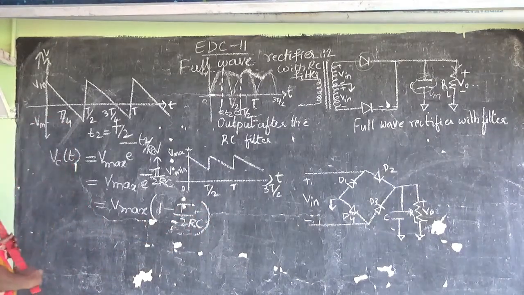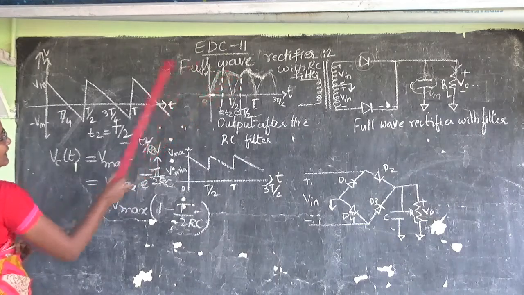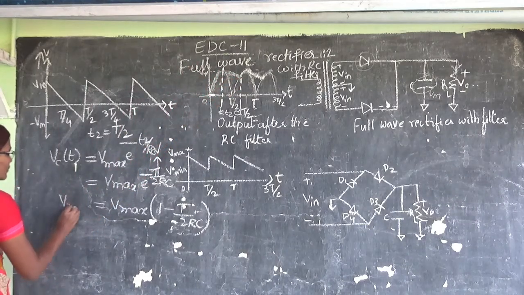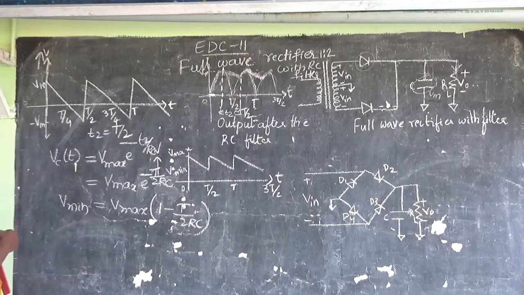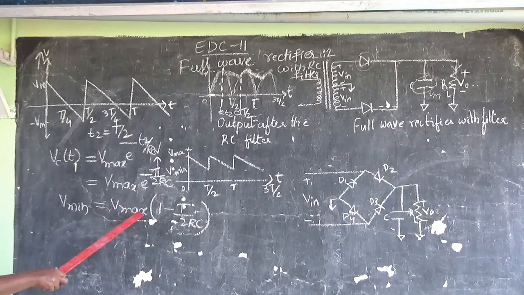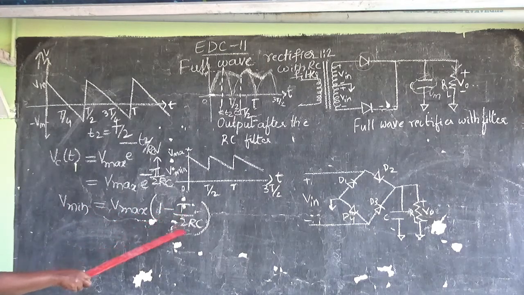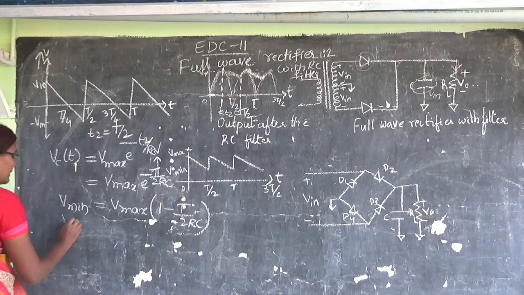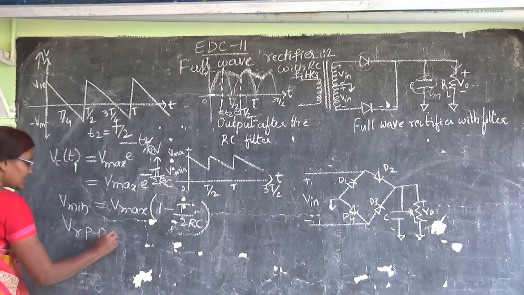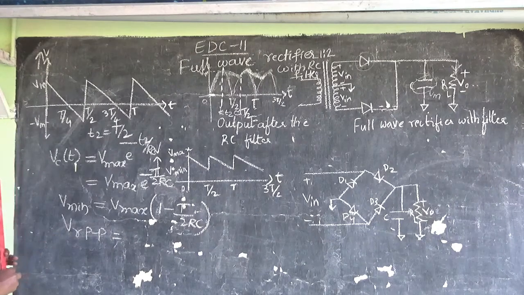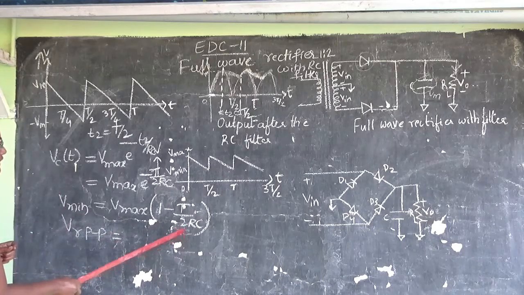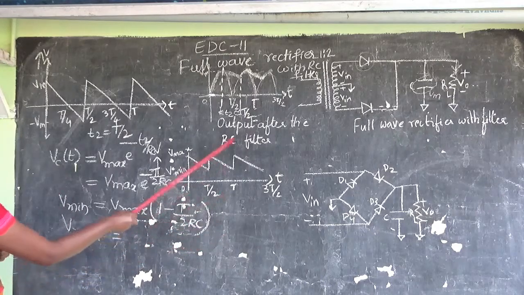So VC of t discharges up to a minimum value Vmin. So Vmin is going to be Vmax into 1 minus T by 2RC. Then we calculate the peak to peak ripple. We already did this in the previous video. Follow it carefully and you should find the ripple of this full wave rectifier.